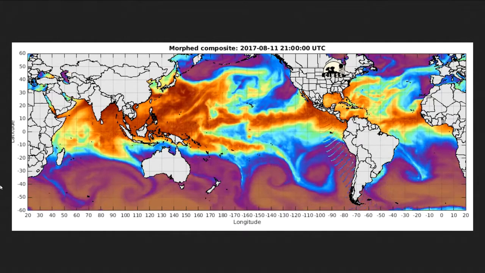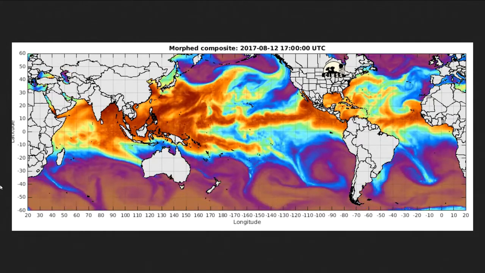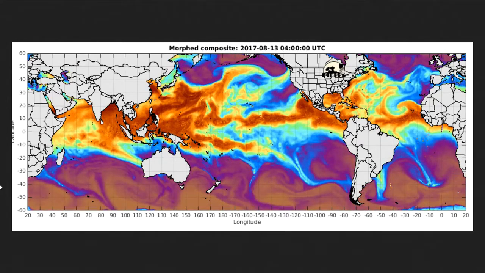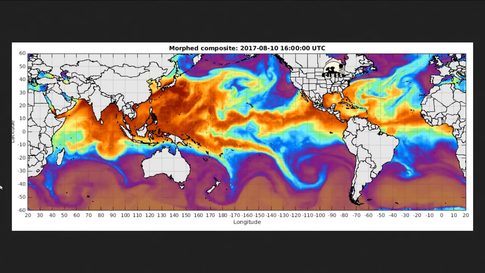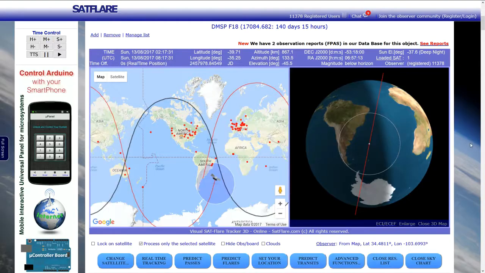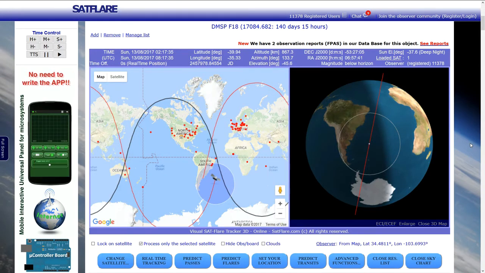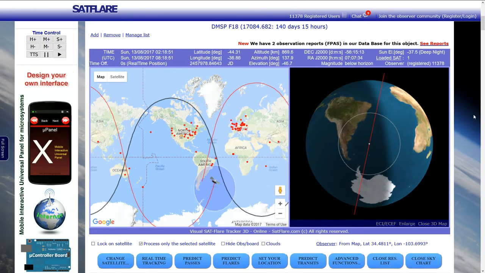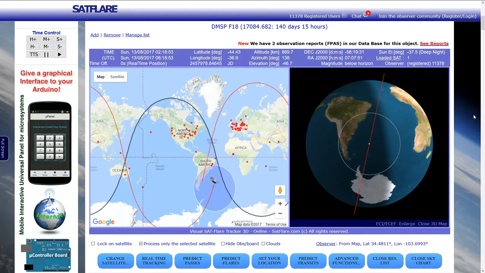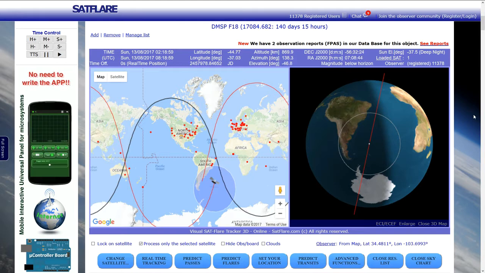Now, before we can really understand how these are put together and the anomalies that are caused, we have to understand what a polar orbiting spacecraft is. So to do this, we're going to use the satflare.com website and track the DMSP F-18 spacecraft in real time. So what is a polar orbiting spacecraft? A polar orbiting spacecraft is a lower altitude spacecraft that orbits the Earth over the polar regions.